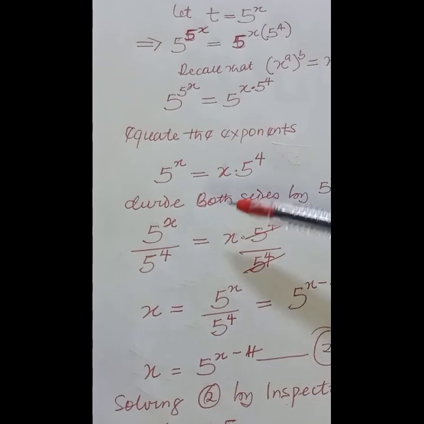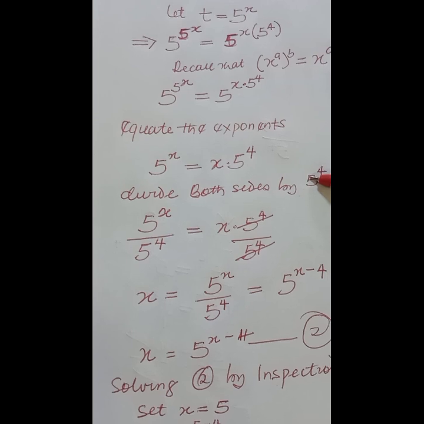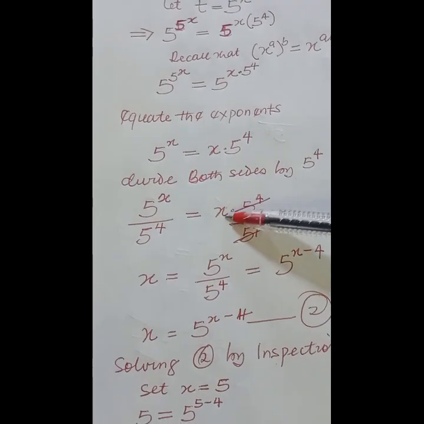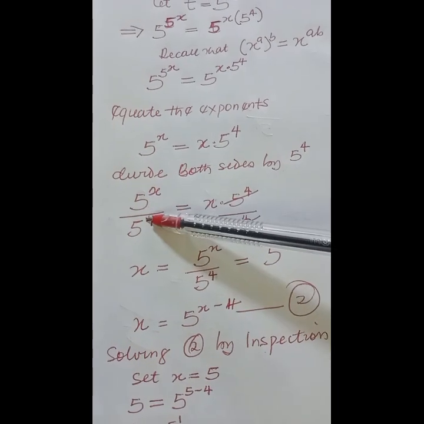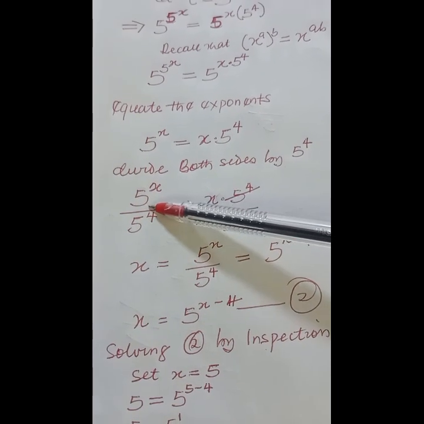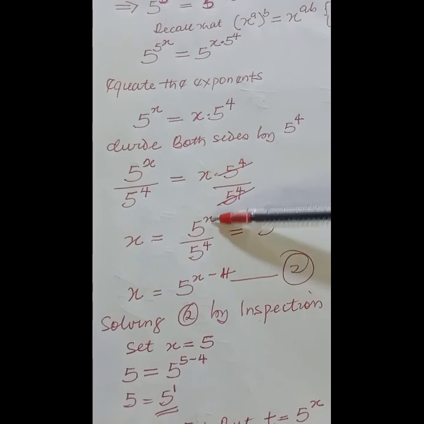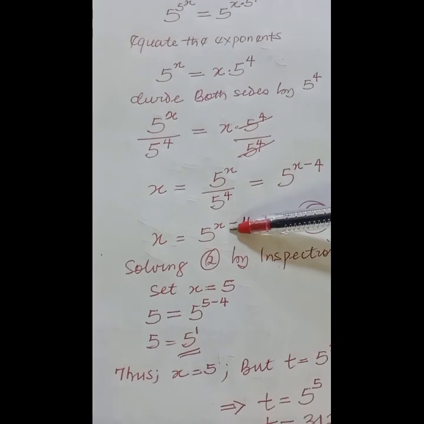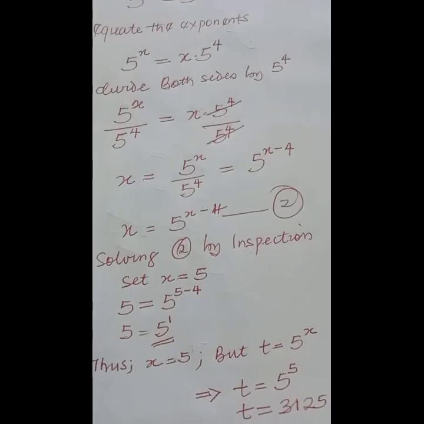So the next thing we do is we divide both sides by 5 to the power of 4. We want x to be on one side. So that's what you have. So this will cancel this, and you're left with x on this side, which is what I brought out here, and then you have this. So if you look at your division law, right, you subtract the powers. So that's what you have here. And then this will give rise to 5 to the power of x minus 4, which is what you have here. Now the next thing we do is we solve by inspection.